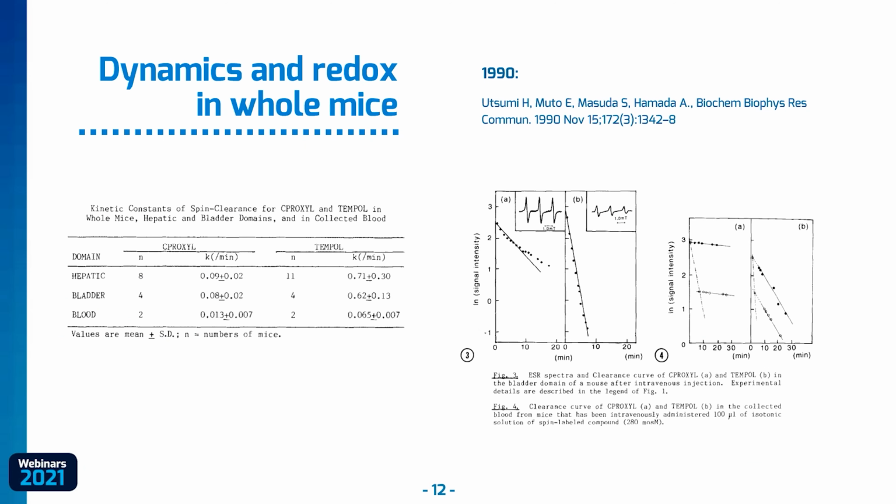In 1990, the authors discussed the mechanism of clearance of nitroxide radicals in whole mice. The in vivo measurement of nitroxide radicals in whole mouse was carried out using, again, L-band EPR spectrometry. Spectra were successfully observed in the hepatic and bladder domains of female mice after intravenous administration of the spin label compound, which could be, for example, tempo. The signal intensities from both domains decrease gradually. The clearance constants in the bladder domain coincided with those in the hepatic domain.